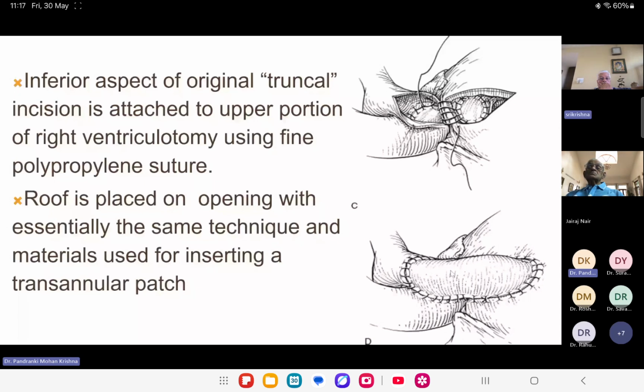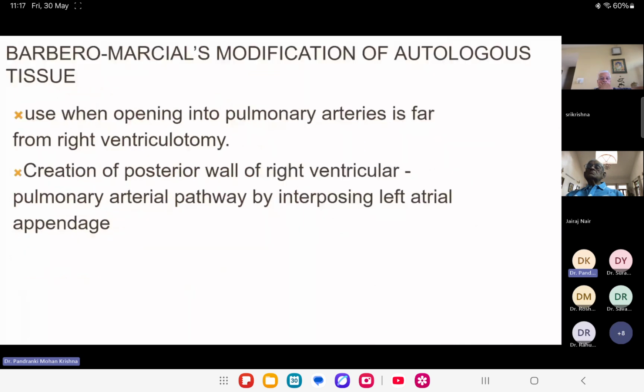So then Barbero-Marshall came and then he modified the technique. He made it a modified Barbero-Marshall technique, and then he used opening of the pulmonary arteries far away from the ventricular artery, so that it is of a posterior wall of the right ventricular appendage, which is next to it.